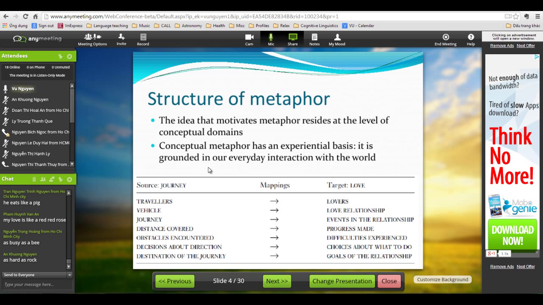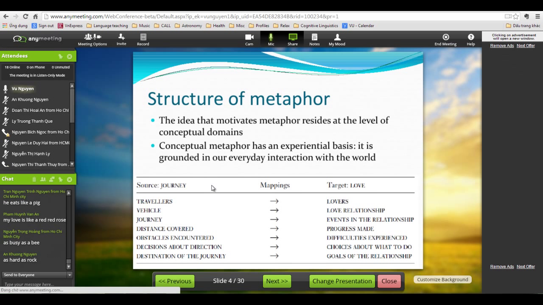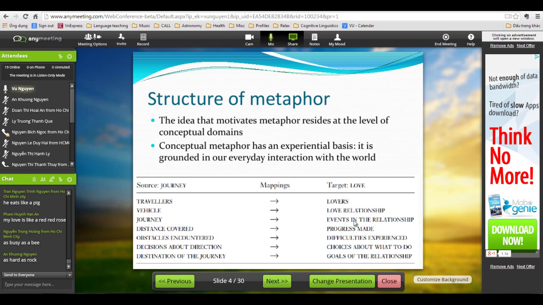Right. So in the journey domain, we have travelers, we have vehicles, we have the distance that needs to be covered, the obstacles during the journeys that the travelers may encounter, the decisions that we need to make during the journeys, the destination of the journeys. Now all of those are the different elements, different parts of the journey domain. Now with each of these elements, we can find corresponding elements in the love domain.